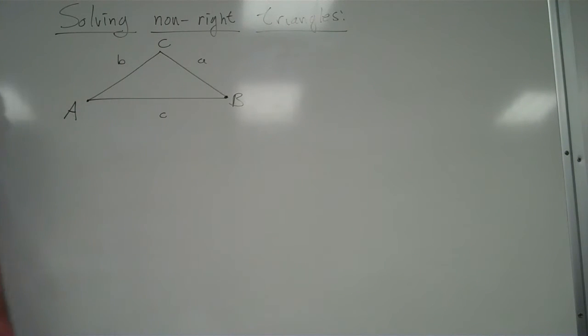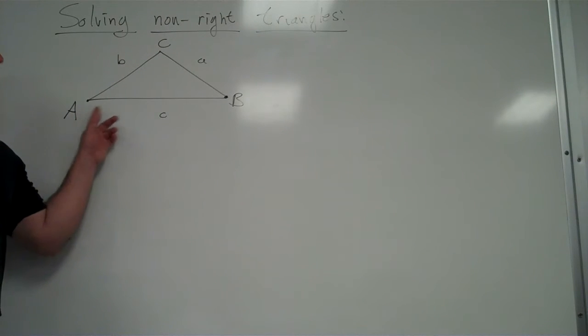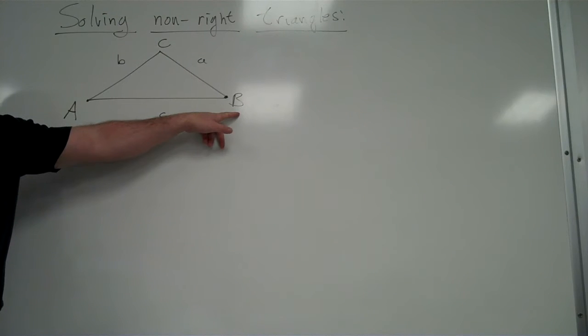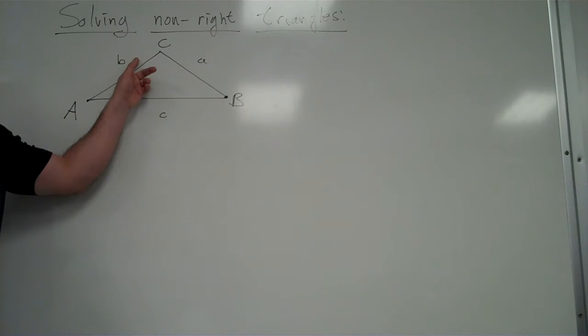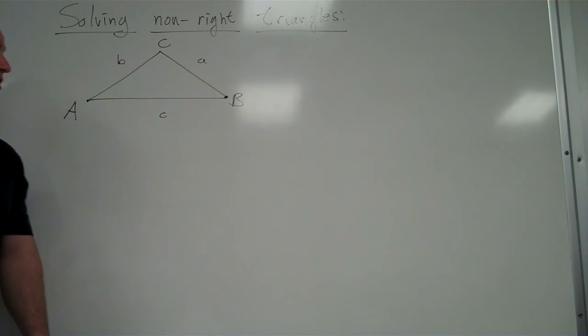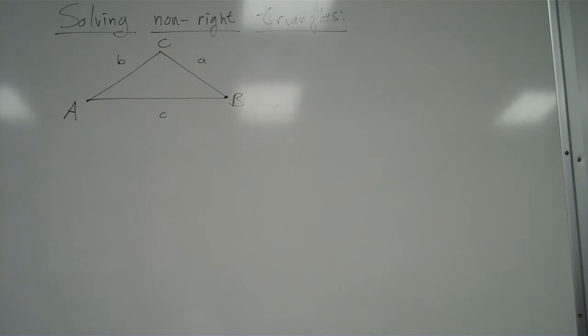Okay. I've tried to label this so that my smallest angle is the capital letter A, my smallest side is lowercase a. Medium angle is capital B, medium side is lowercase b, biggest angle is C, biggest side is lowercase c. I feel like I'm talking about Goldilocks and the 3 sides and the 3 angles.